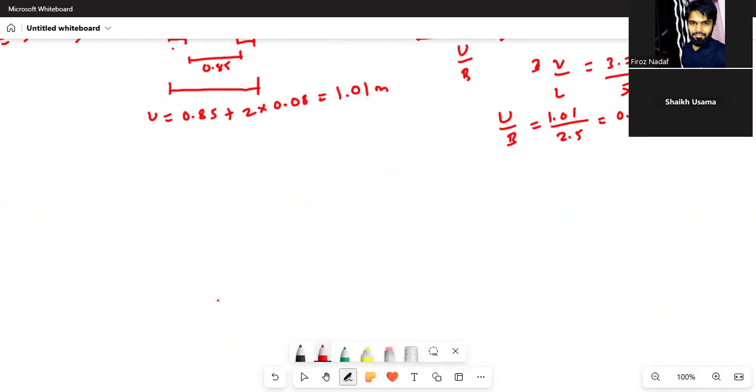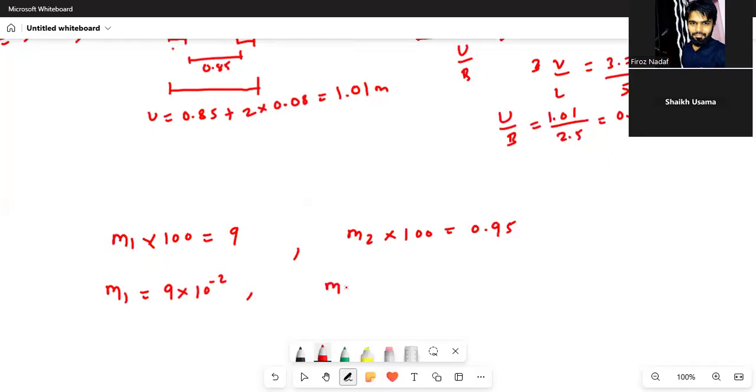So we are getting M1 into 100 equal to 9, and similarly M2 into 100 equal to 0.95. So these two values you are getting from the curve for the V by L value and the U by B value. So M1 equal to 9 into 10 to the power minus 2. Similarly, M2 equal to 0.95 into 10 to the power minus 2.